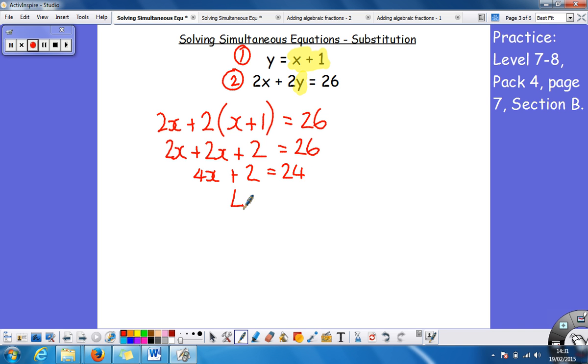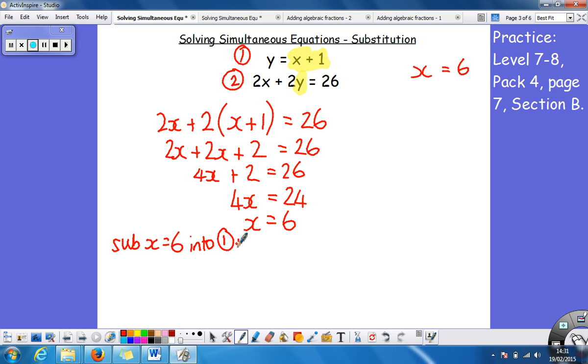so I get 4x plus 2 equals 26. Sorry, I skipped ahead of myself. 4x must equal 24, so x must equal 6. That's the first half of our solution, x equals 6. If we now substitute so we can work out what y is, let's substitute into equation 1. Substitute x equals 6 into equation 1, and I will get y equals 6 plus 1, because my x is 6. So y must equal 7 as the second part of my solution.